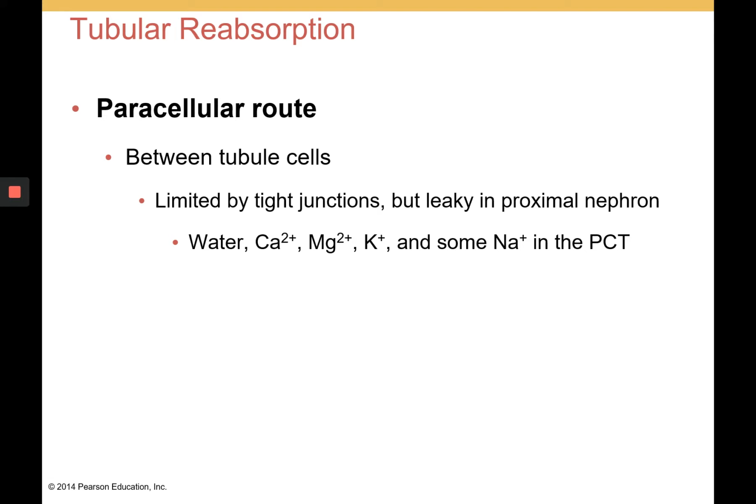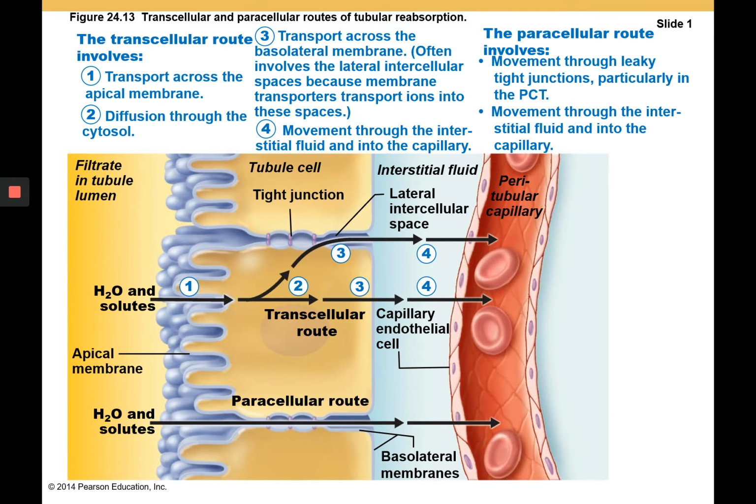So things like water, calcium, magnesium, potassium, and sodium can be absorbed through leaky tight junctions in the proximal convoluted tubule. In this image, we can see the transcellular route and the paracellular route. And again, the transcellular route is through cells. The paracellular route is between cells.